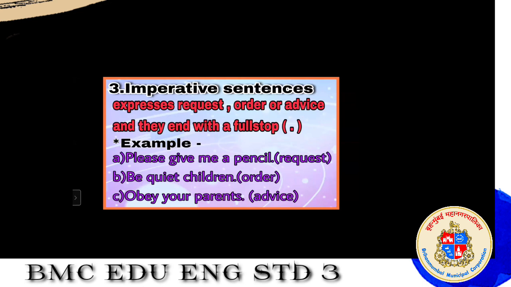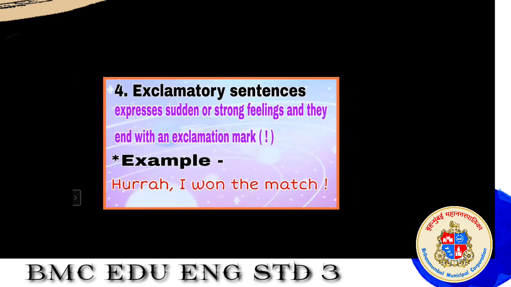Okay, now the next type of sentence, the exclamatory sentence. I think all the points are very clear. In this fourth type of sentence, they express sudden or strong feelings, and they end with an exclamation mark. I have already shown you the exclamation mark, and it is presented here also. For example: Hooray, I won the match.